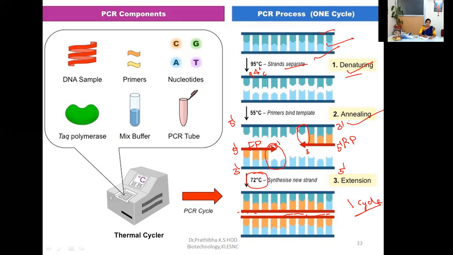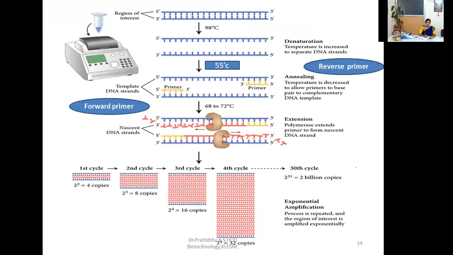This is the one cycle: the denaturation, annealing, and the extension. Denaturation, 1 minute, annealing 1 minute, and this extension, 2 minutes, okay? This is one cycle. In one cycle, within how many minutes? 2, 3, and then 4. Within 4 minutes, we got 4 strands, okay? Like that, we can go for the repeating. We'll go for the repeated thermal cycles.